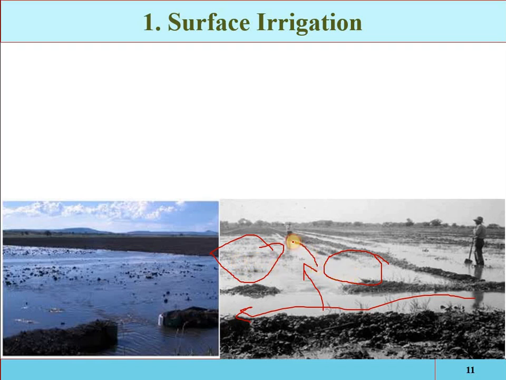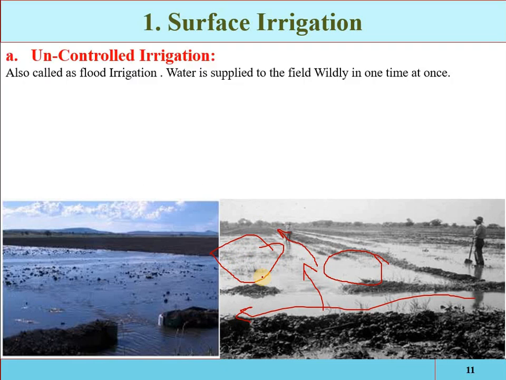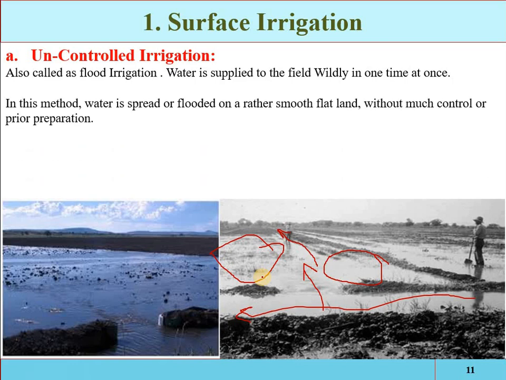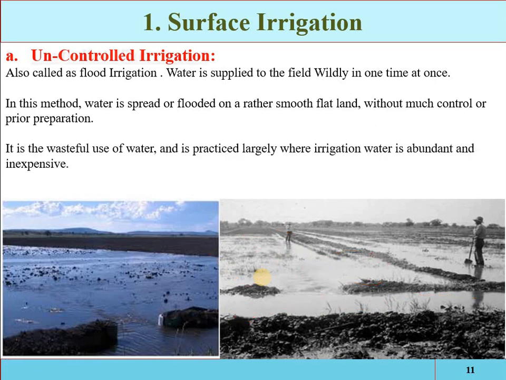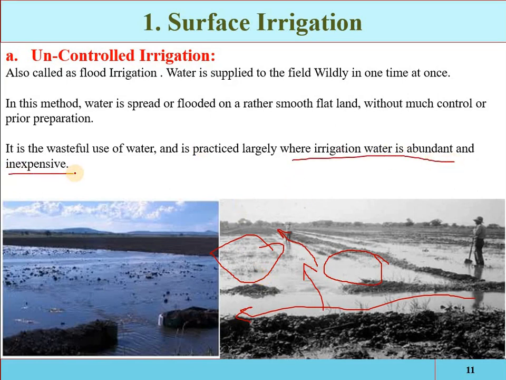Also, if there is a path, the water will directly run off to the downstream area, and the upstream portion will not be properly irrigated. So this is a wasteful manner of irrigation. That is also called flood irrigation. Water is supplied to the field widely, all at once. In this method, water is spread or flooded on a rather smooth flat land without much control or land preparation. This is a wasteful use of water and is practiced largely where irrigation water is abundantly and inexpensively available. So these are the recommendations.